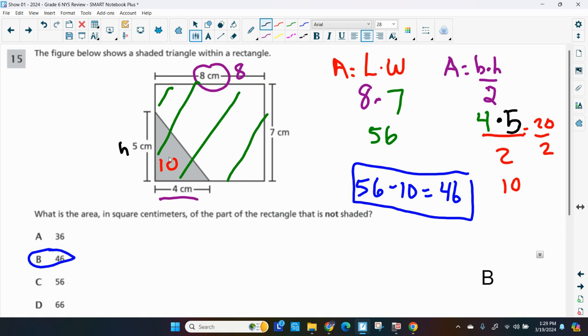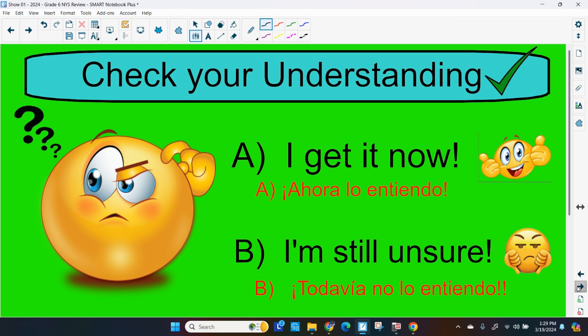So our goal was to take the shaded area away out of the entire area of the rectangle. And that's what we did. That's why we took away 10 from the area of the rectangle. So it gives us 46. Okay, let's move on. Hopefully you understand what's going on. If you're still unsure, just rewatch the video again. You can write your comments and or your questions. I'll be glad to answer them.